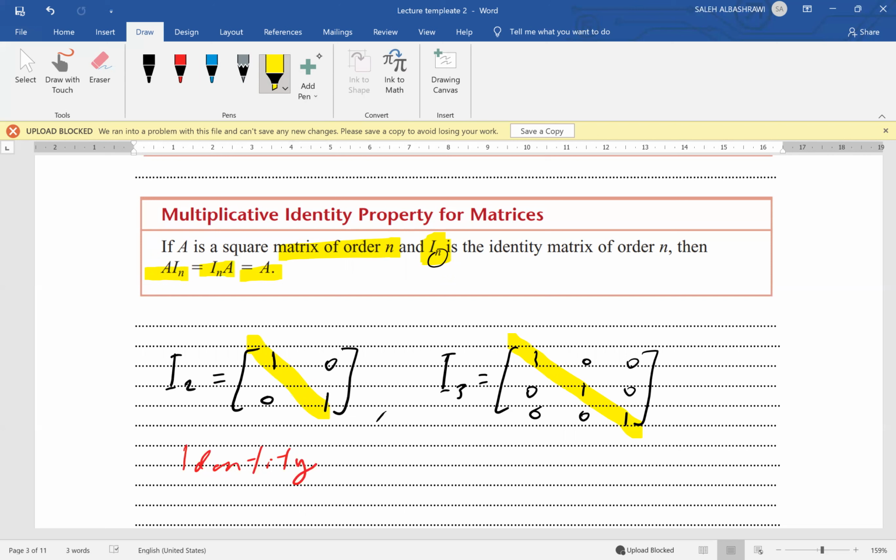1 times any real number will give the same number. So 1 times 3 is equal to 3, and 3 times 1 is equal to 3. Same concept for the matrices. The identity matrix multiplied by the matrix A will give me A.